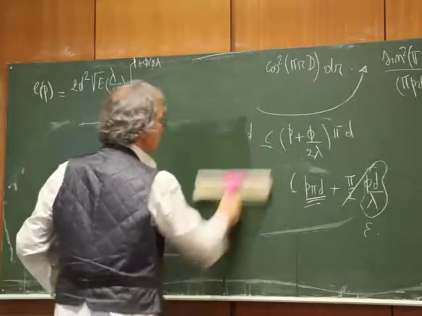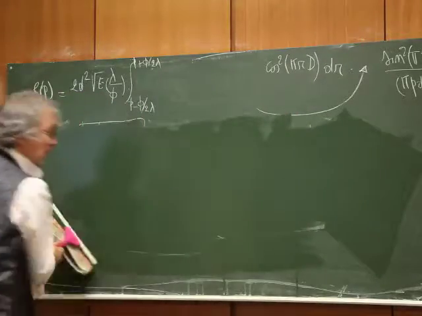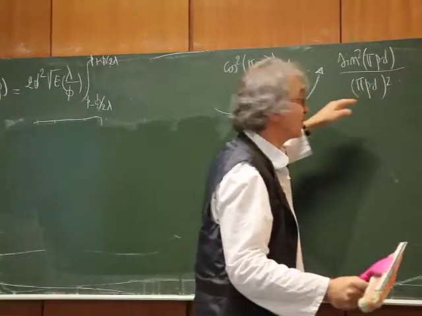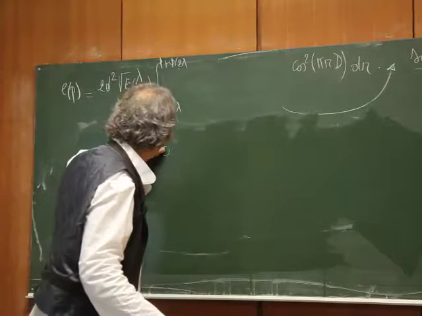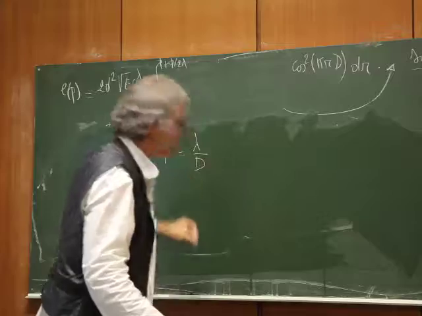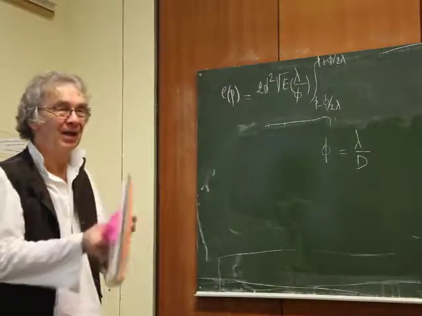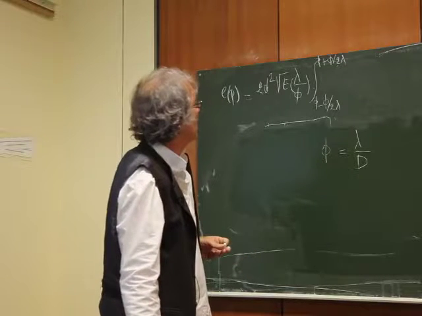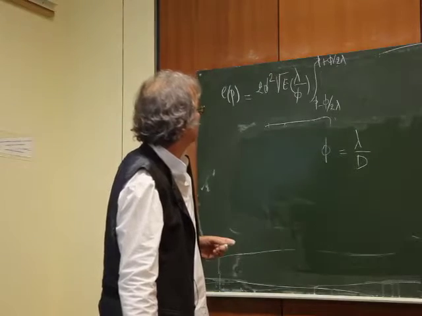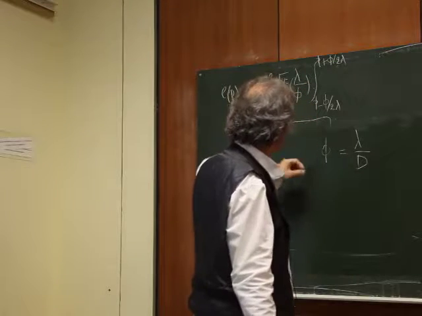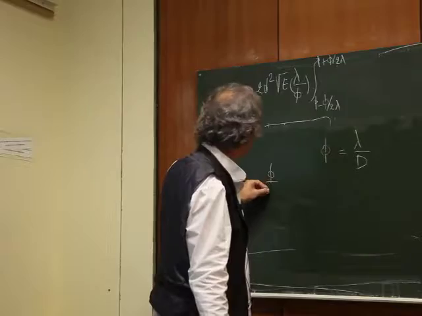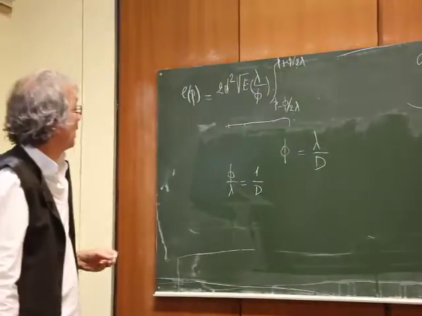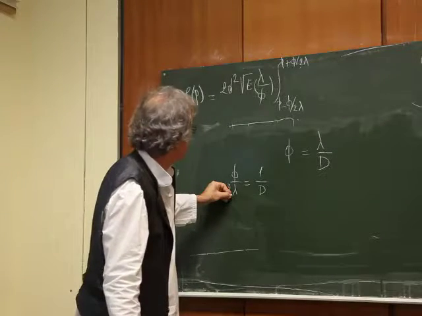Now I make another assumption. If the two telescopes are too near, I don't resolve it, and then I may take this outside the integration sign and replace the R by P. Now let's assume, and this is interesting, that phi is equal to lambda over D. It means that I'm just now starting to resolve the star. So what will happen to that integration? We will see. Do you agree that phi over lambda is equal to 1 over d? And phi over 2 lambda is equal to 1 over 2d.